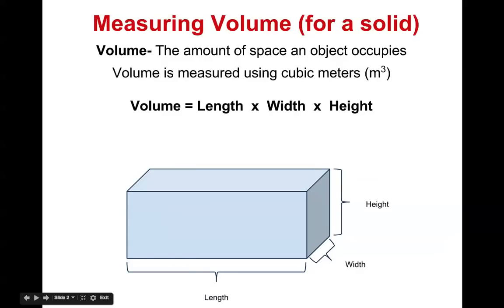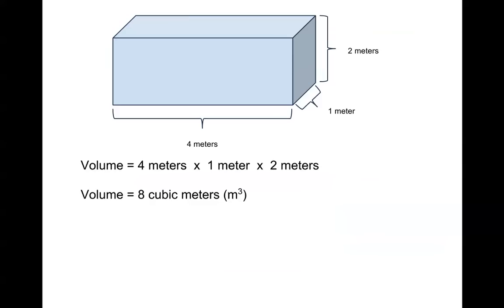If you're measuring a solid and you can simply get its length, width, and height by using a ruler or a meter stick, you can find the volume of that object by multiplying the three of them together. So the units would be cubic meters, and I'll show you an example.